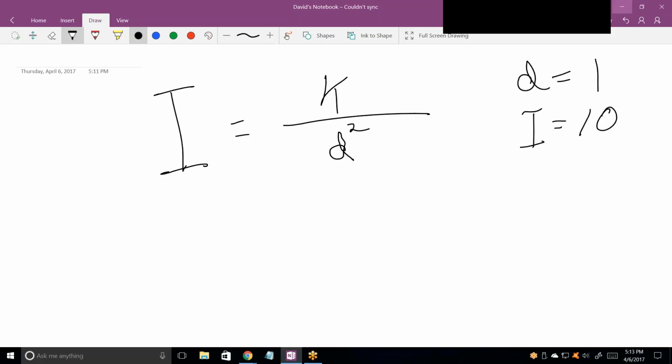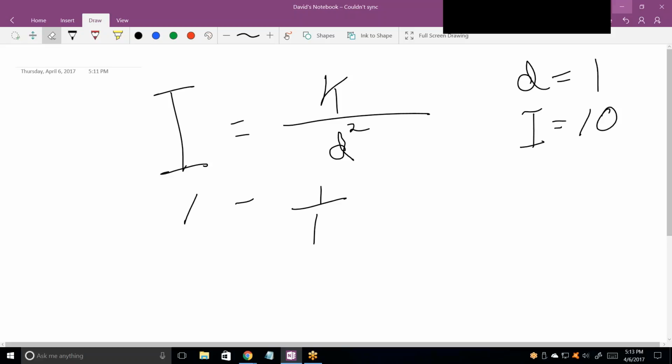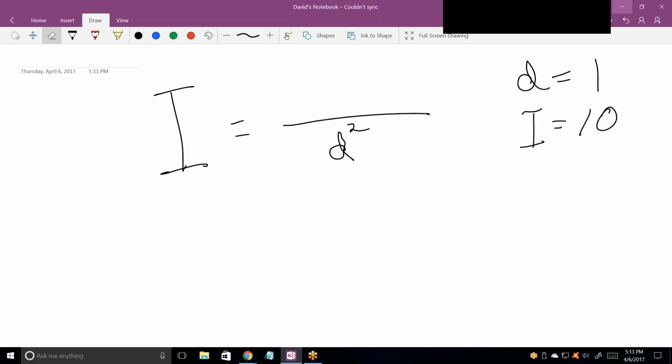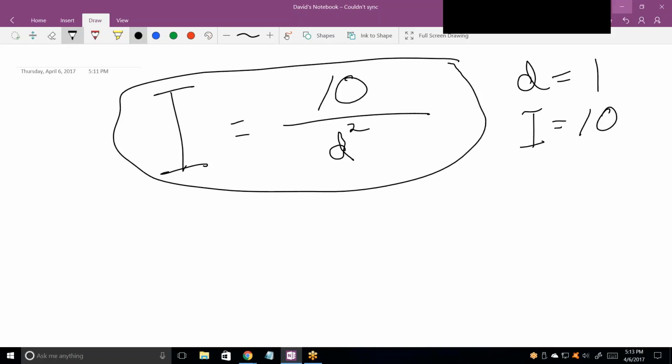What's this going to allow me to calculate? K. So what is K going to be? I get 10 equals K over 1. Solve that for K. Well, K equals 10. So now my specific equation for this sound system is that my intensity is 10 divided by the distance squared. Now they're going to say, write an equation relating I and D.